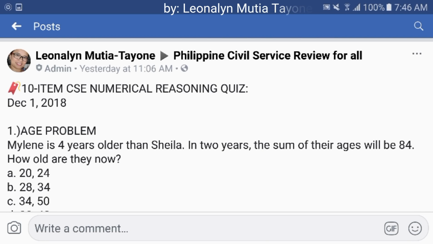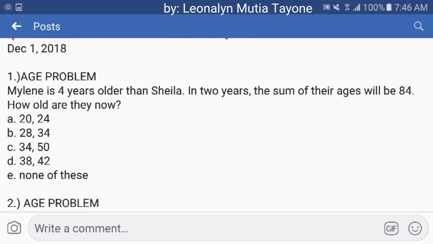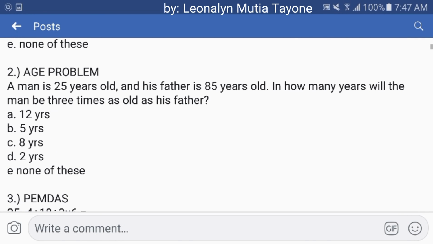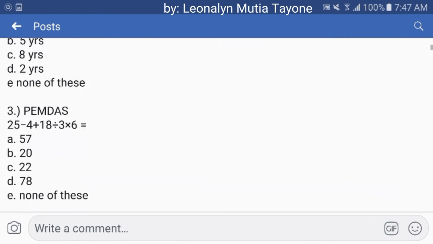Let's answer this 10 items CSE numerical reasoning quiz. As usual, if you haven't answered them yet, pause every item, para sagutan nyo muna before you will see our solutions.